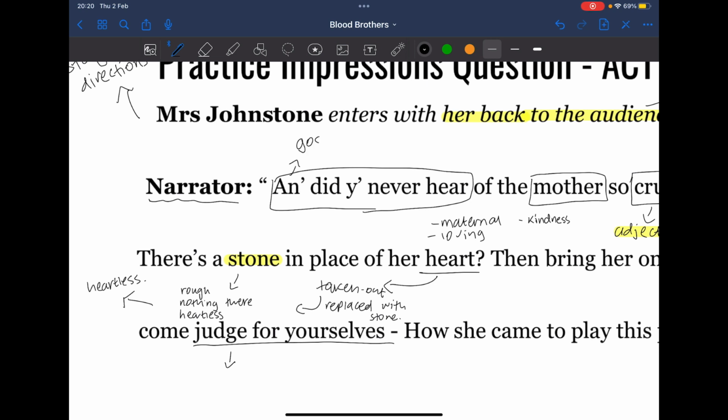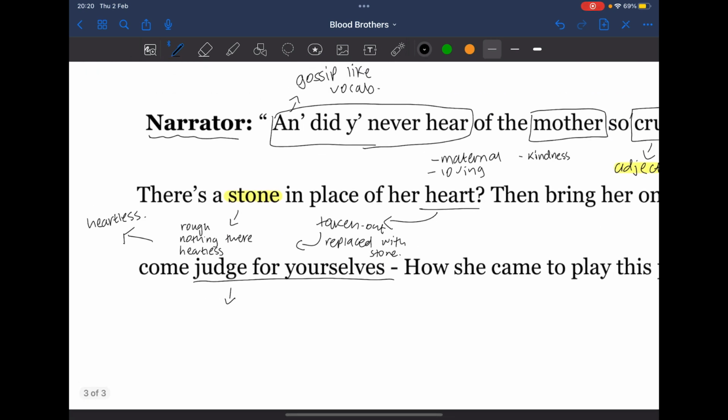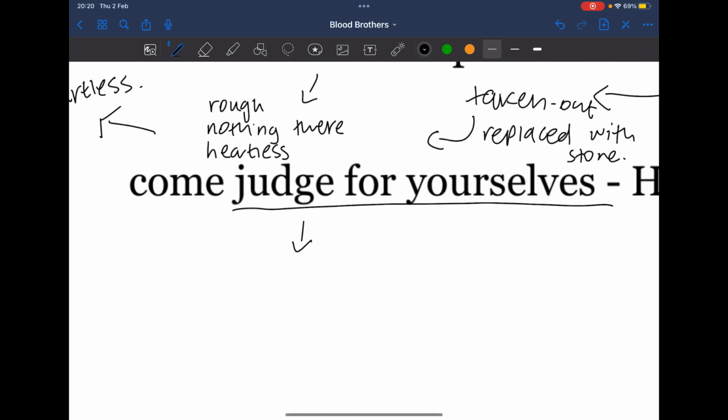So there's a very gossip-like, I'm going to call it gossip-like vocab. Probably not the best way to put it, but you get the gist. And then that links in with the fact that it says judge for yourselves. It's almost as if you watch the play, you'll see how the narrator puts it. It's almost like a sarcastic tone. He's saying, well, come and see for yourself. So it's almost like it's common knowledge.